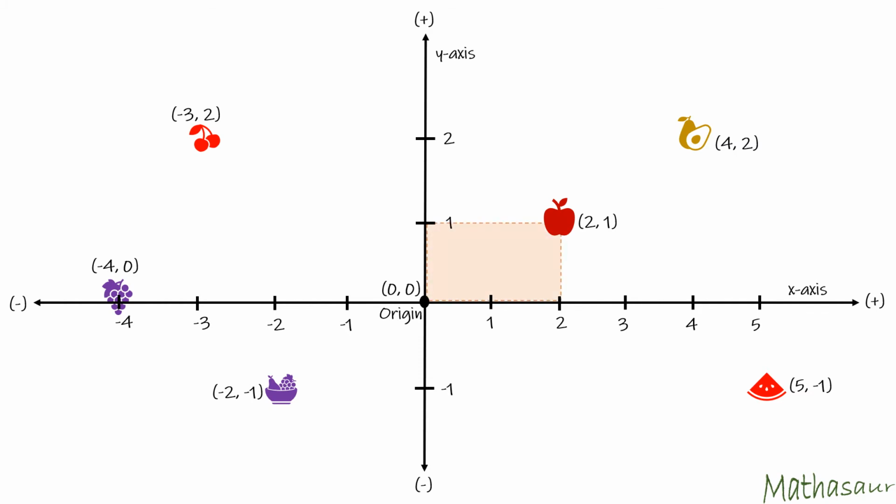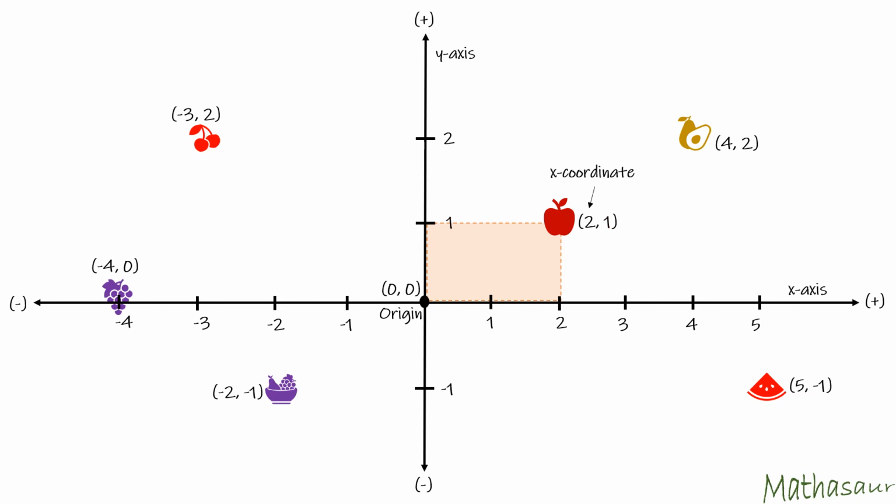Let us look at the position of our fruits with the number line. Let us look at the apple. As you can see, we write 2 first and 1 next. We moved on the x-axis first, which is 2. And we moved on the y-axis next, which is 1.